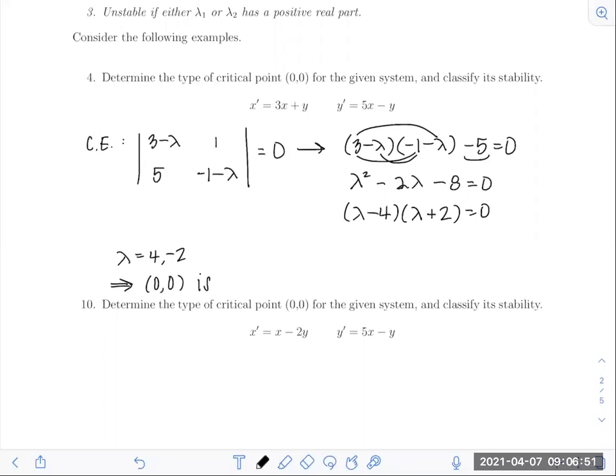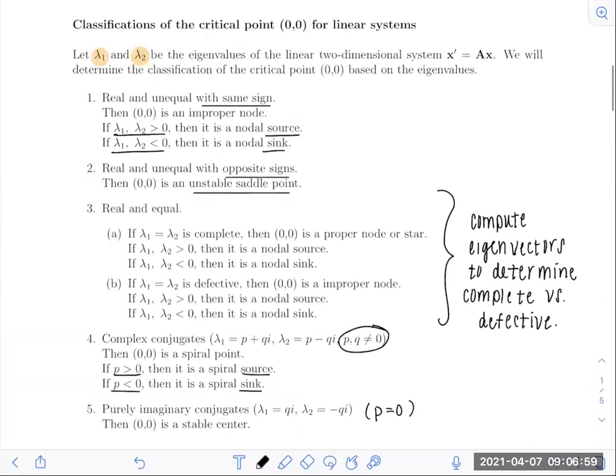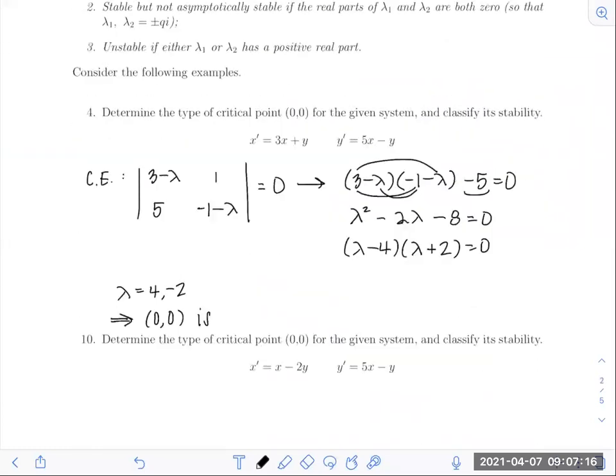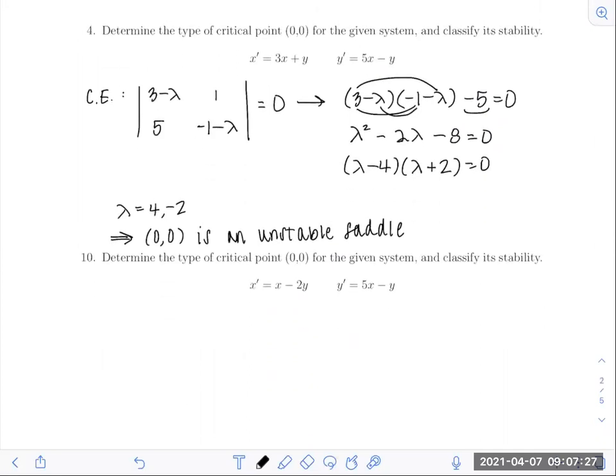All right, so let's look up. We have real and unequal eigenvalues. One is positive and one is negative. All right, real and unequal with opposite signs. We are looking in case 2. One is positive, one is negative. We need to look no further. This is an unstable saddle. This portion here gives us both the stability and the type. So I'm just going to clarify here, 0, 0 is an unstable saddle. Okay. So we didn't even need to use theorem 6.2.1 because again, saddles are always unstable.